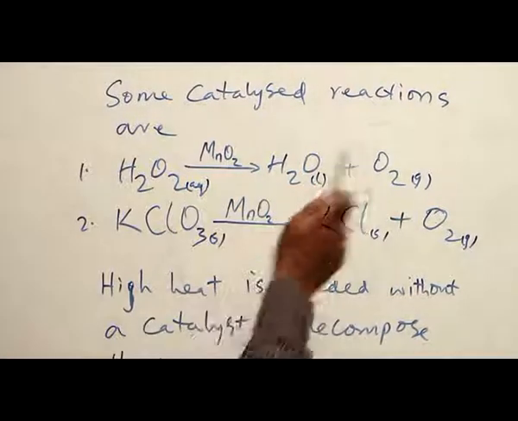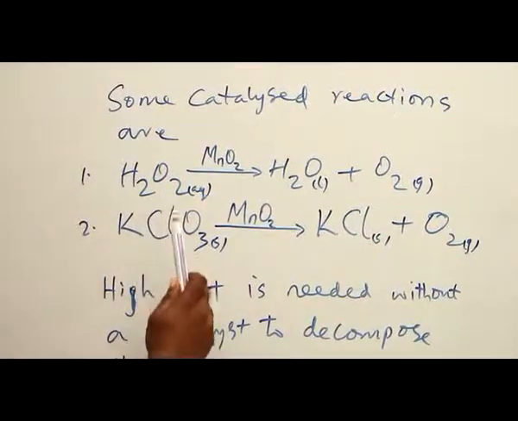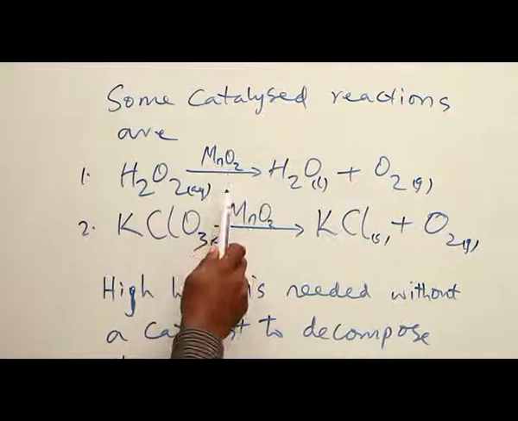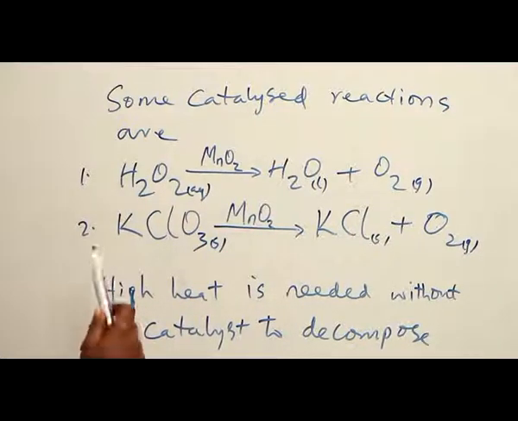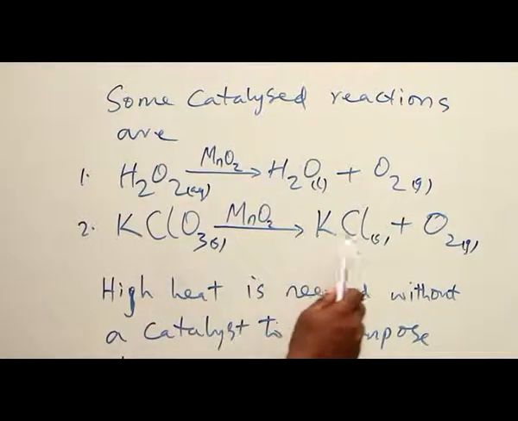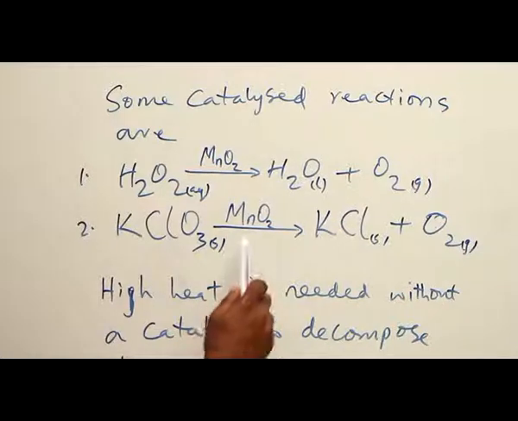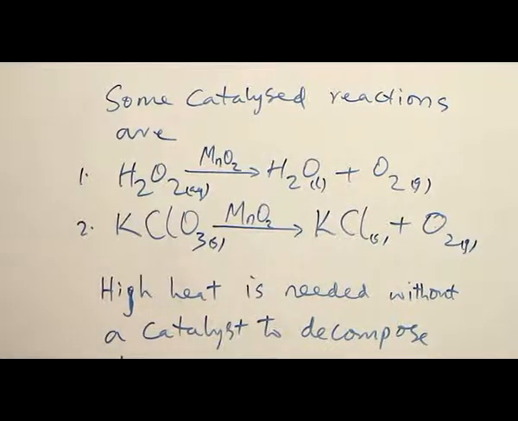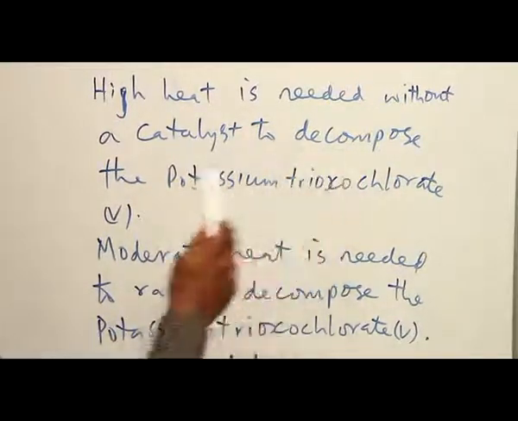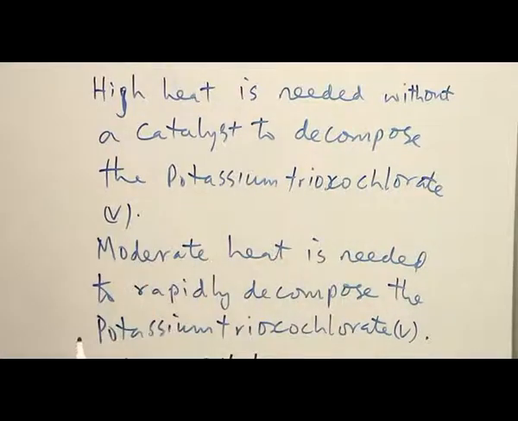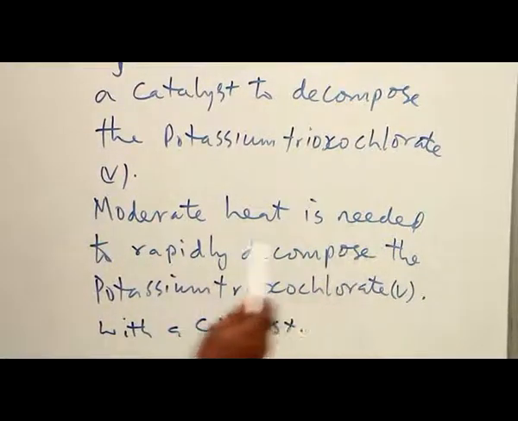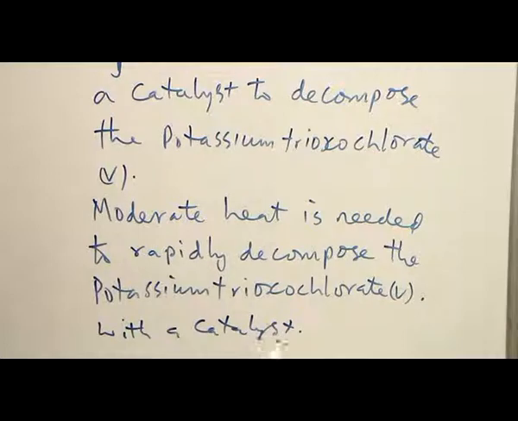Some catalyzed reactions are: number 1, hydrogen peroxide going into water and oxygen with manganese(IV) oxide as the catalyst. Number 2, potassium trioxochlorate(V) decomposing to give potassium chloride plus oxygen with manganese(IV) oxide as the catalyst. High heat is needed without a catalyst to decompose the potassium trioxochlorate(V). Moderate heat is needed to rapidly decompose the potassium trioxochlorate(V) with a catalyst.